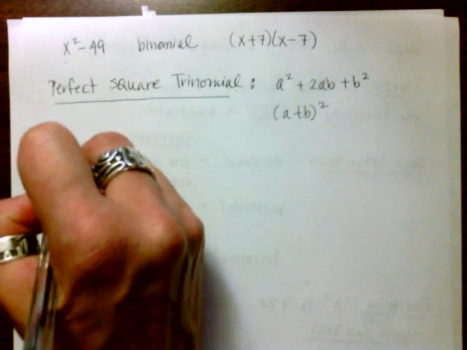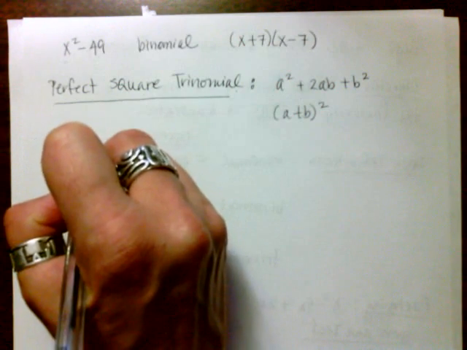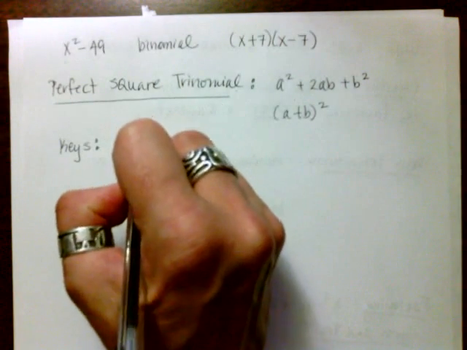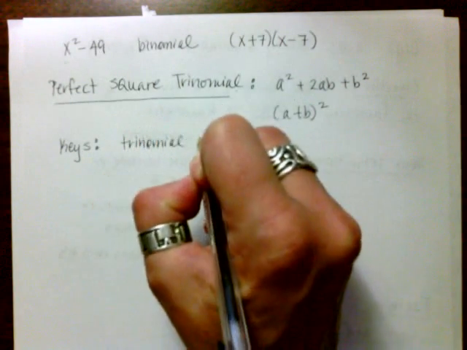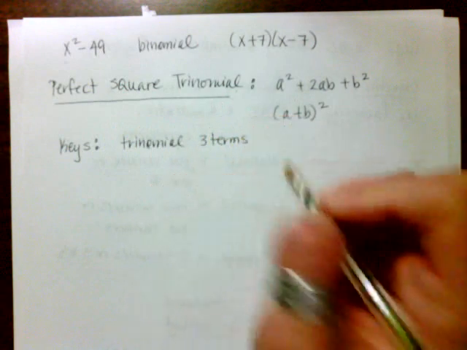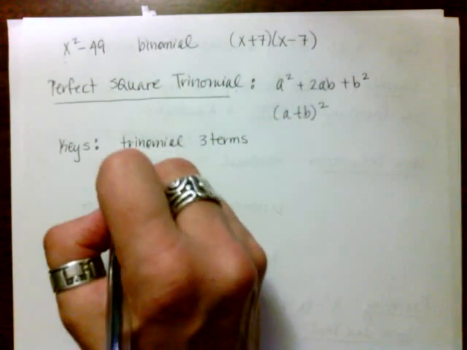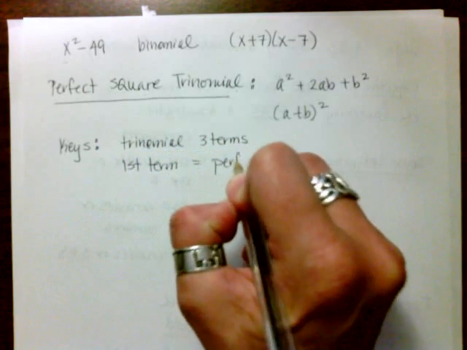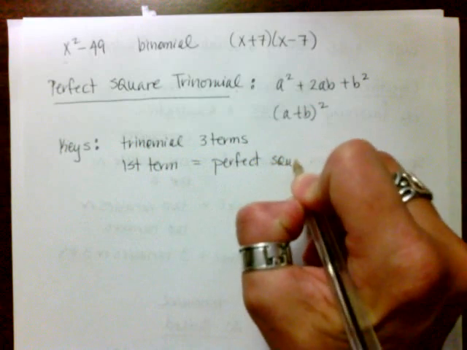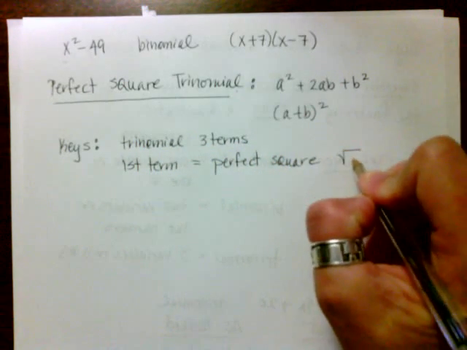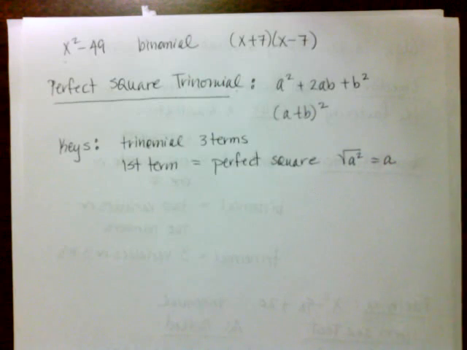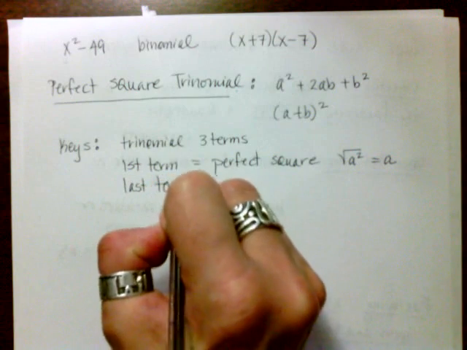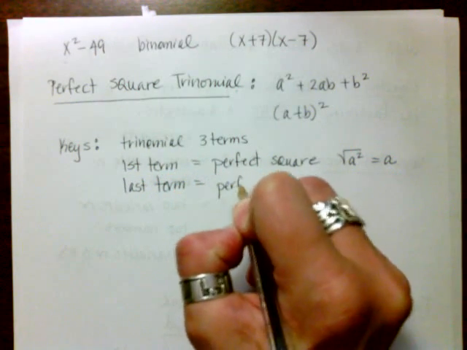If I want to see if something is a perfect square trinomial, here are the keys that I look for. The first thing is that it's a trinomial. It has to have three terms. The next thing is that the first term is a perfect square, which means that I can take the square root of it. So the square root of a squared is a. The last term also has to be a perfect square.